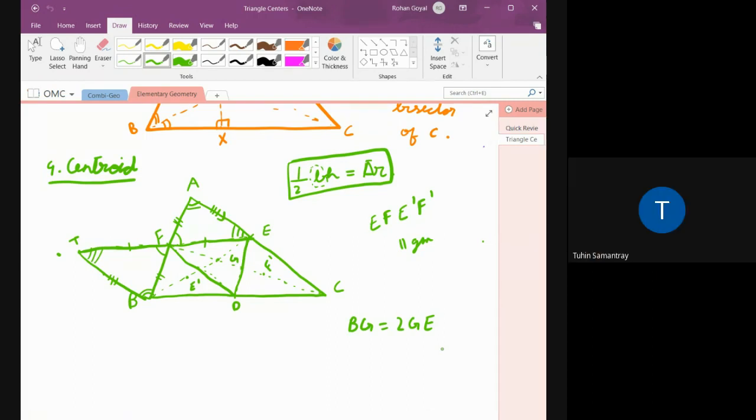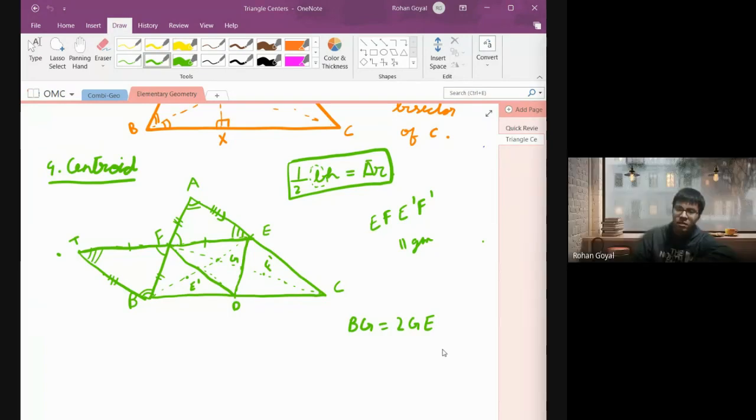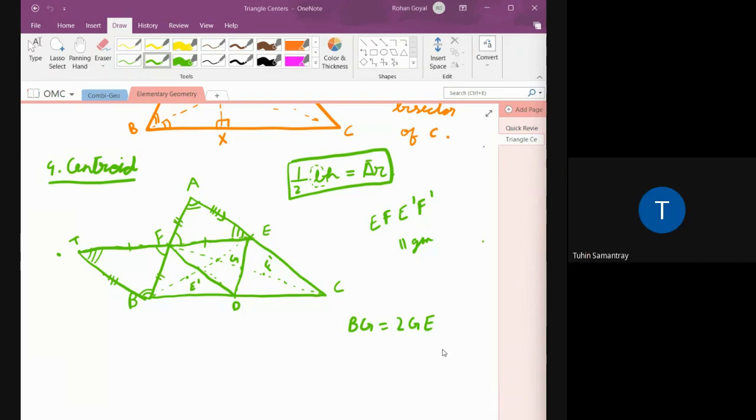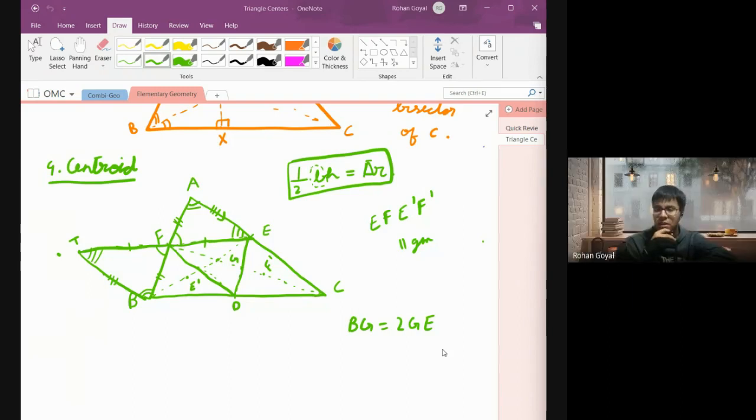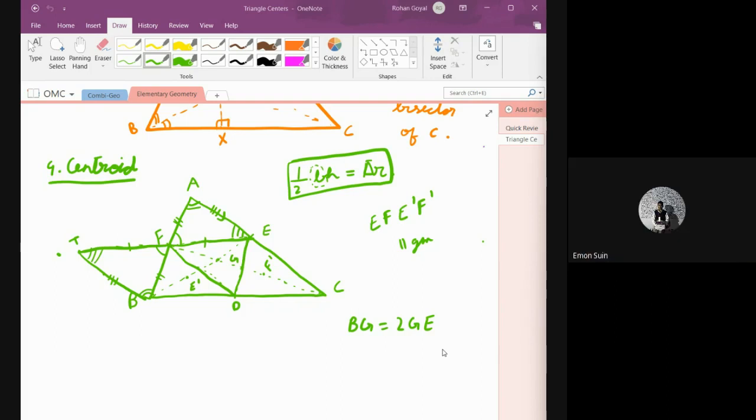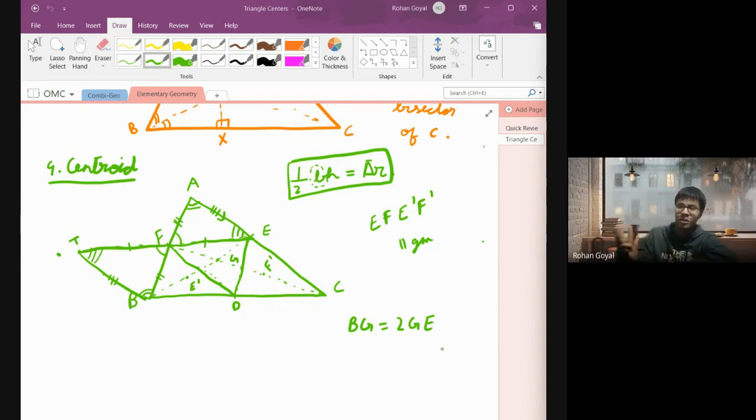Rohan, can I tell a proof using the midpoint theorem since we have proved it? Yes, of course. You've proved it, so you can use it. I just want the other person to complete because they're very close. Similarly, we will get CG equals 2 times GF. No need. You don't need to do that. This is enough.